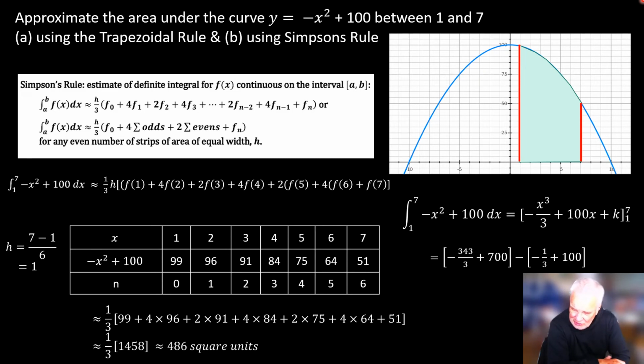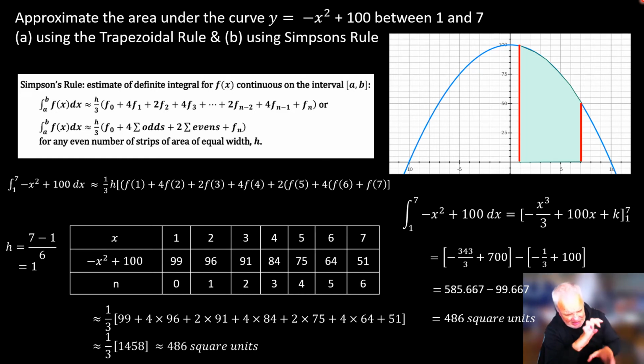We put 7 into the formula, negative 7 cubed over 3 plus 700 there, as you can see, and then we minus the smaller one, which is negative 1 over 3 plus 100. The k gets cancelled out, so no need to worry about the k. All right, so there's the numbers, and take it away, 486 square units, which is exactly the same as what we got with Simpson's rule, which is only approximating the area under the curve. This is the exact area by integrating.